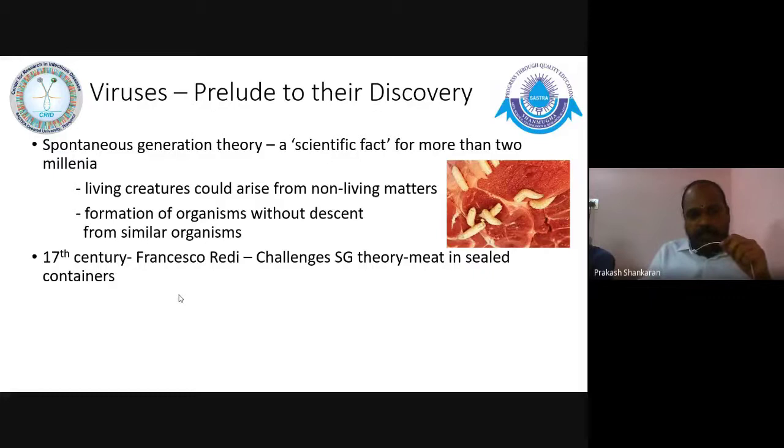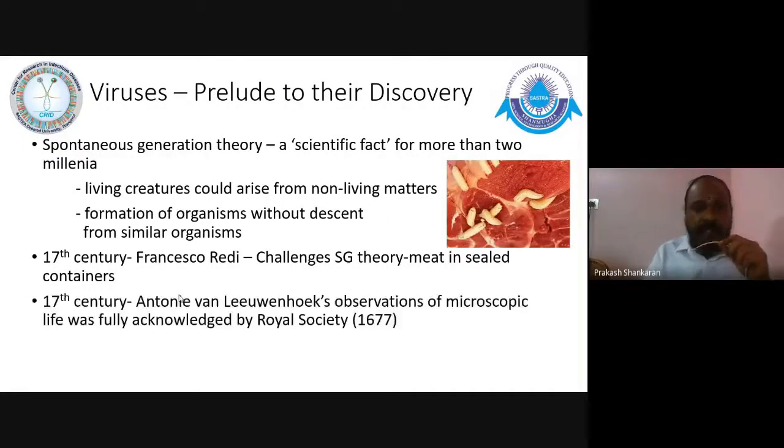In the 17th century, for the first time, a scientist named Francesco Redi challenged this spontaneous generation theory. He sealed the meat in an airtight container, and after a few days he opened it. There were no maggots. So he said he had proved that the maggots are not formed from the rotten meat. So it's proof against the spontaneous generation theory.